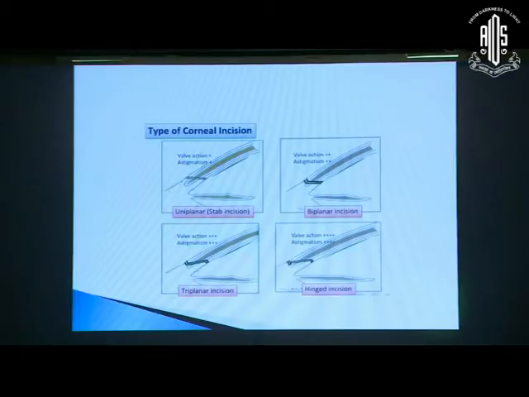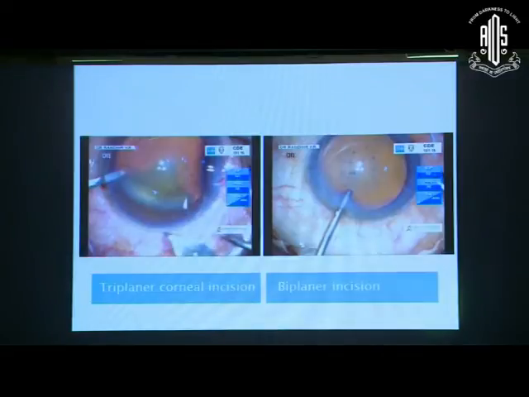We have different kinds of corneal incision: uniplanar, called a stab incision, a biplanar incision, a triplanar incision, or a hinge incision. As we go on increasing the planes, the valve action increases, but again we do it at the cost of astigmatism. So the balanced approach would be to form at least a biplanar or triplanar incision, which will give you a good valve action as well as minimal astigmatism.